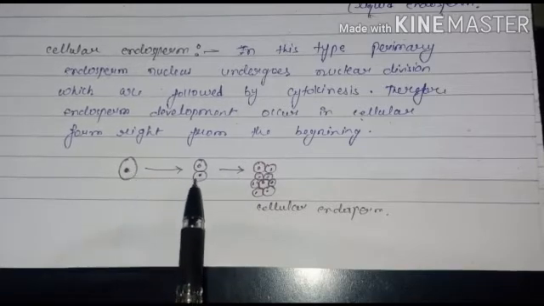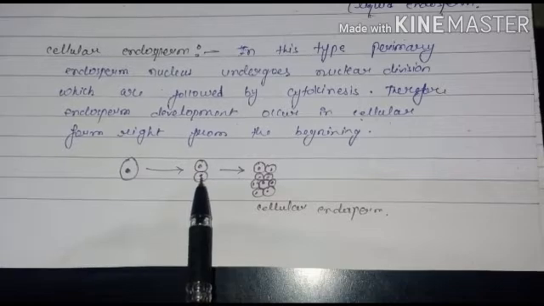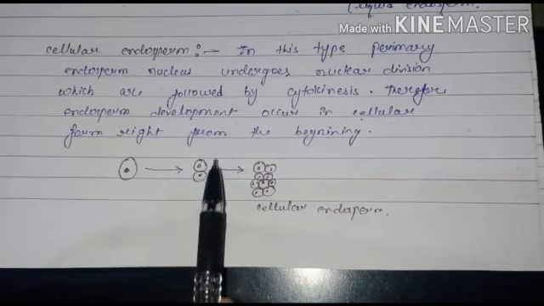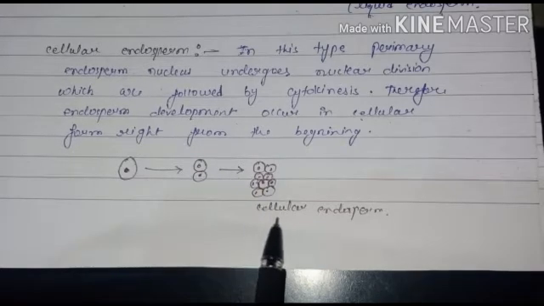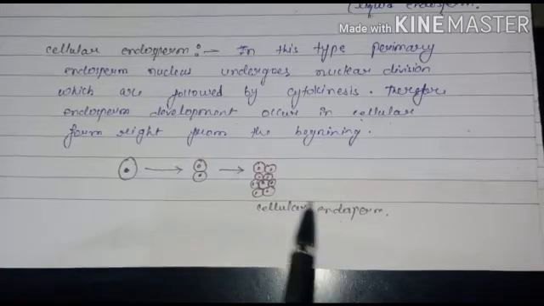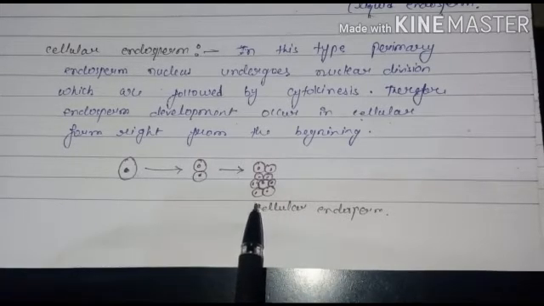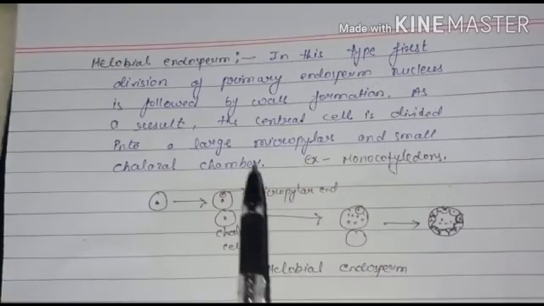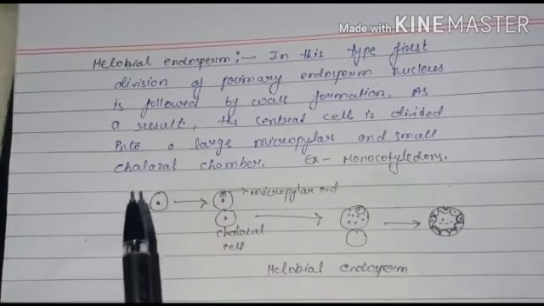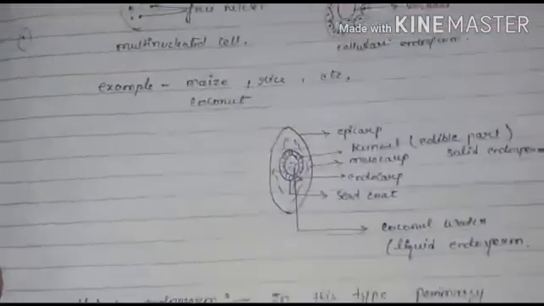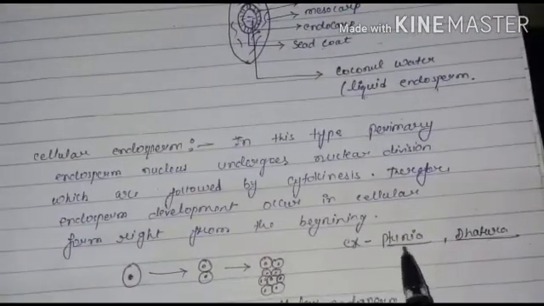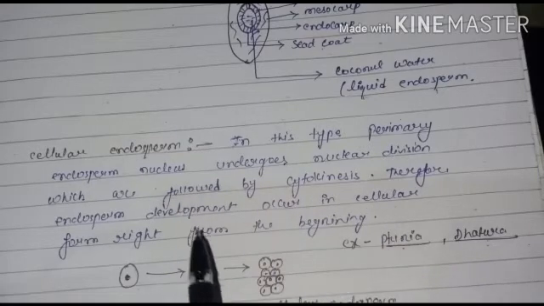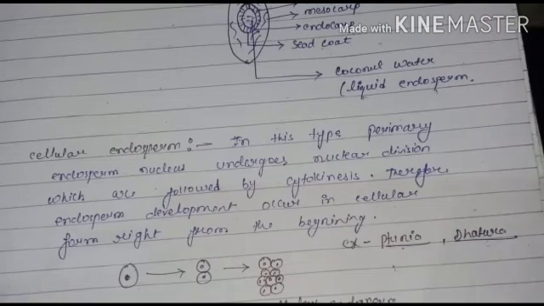So first it will make two cells; nuclear division, meaning karyokinesis, and cytokinesis both will occur here. Later it will make many multinucleated cells, and so you can call it cellular endosperm. That means nucleus division and cytoplasm division both occur here. We can call it cellular endosperm. The example of cellular endosperm is Petunia and Datura. Sometimes the question is to write down an example of cellular endosperm: Petunia and Datura.